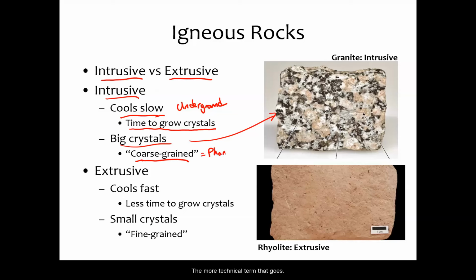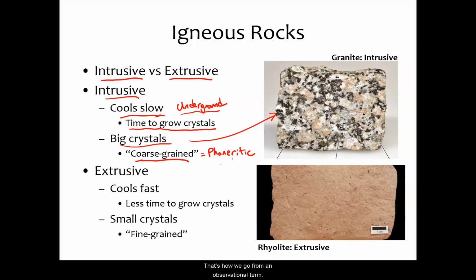The more technical term that you'll see is phaneritic. And the reason that we can interpret an igneous rock as forming underground is because we can look at the texture, the phaneritic texture, and we can interpret something based on the physical processes that have formed this rock. Because we know the rate must have been slow, right? We look at this rock and we say, okay, it must have had time to grow big crystals, which means that it must have cooled slowly, which means that it probably was cooling underground.